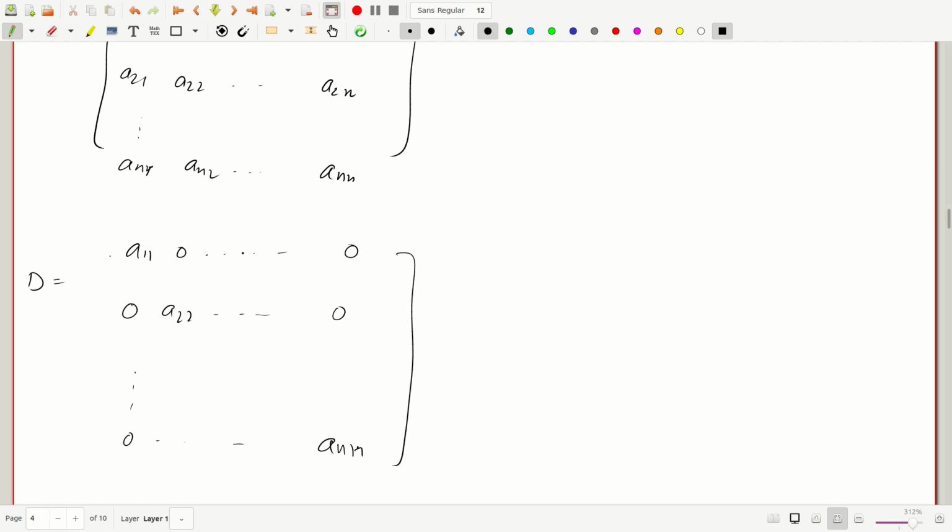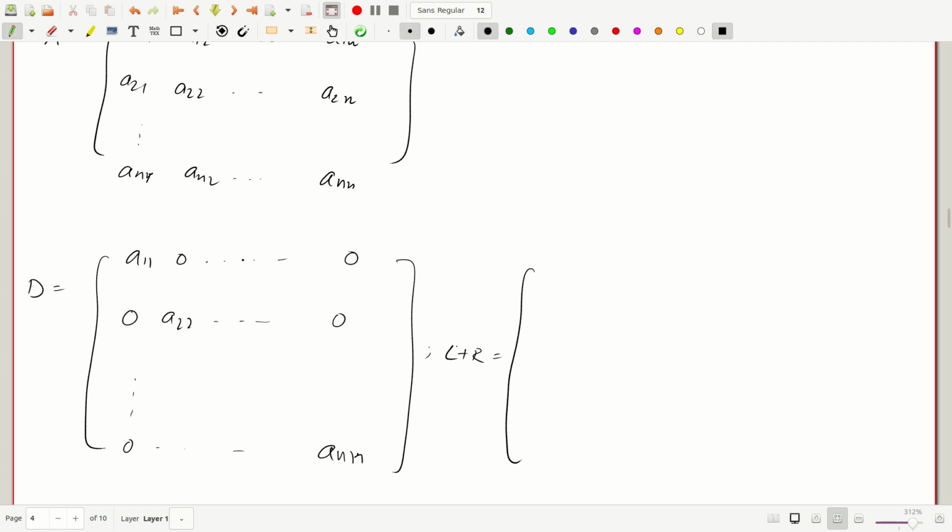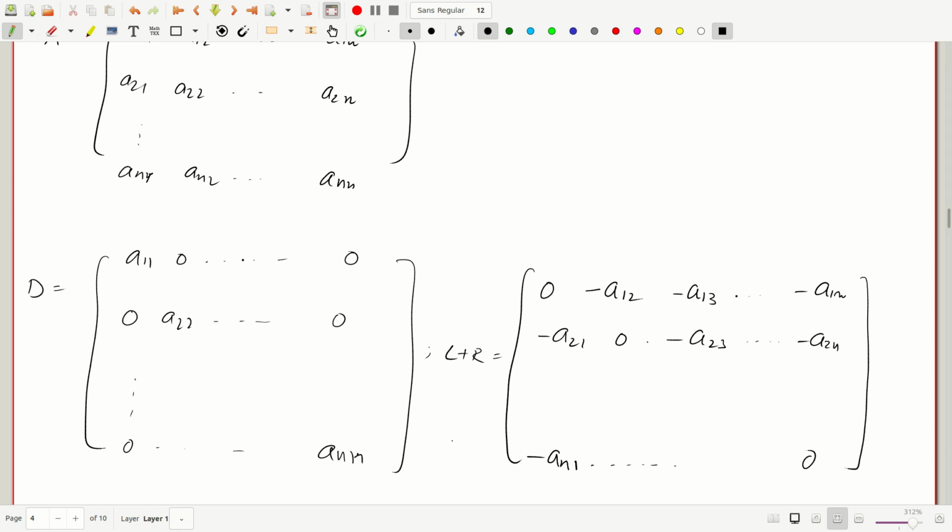That's your D matrix. And your L plus R matrix would contain everything but the diagonal elements, with a negative sign, because minus L contains the lower triangle elements and minus R the upper ones, so I'm here writing L plus R. As a result, this will be 0, minus A12, minus A13, minus A1n. Then you have minus A21, 0, minus A23, minus A2n, all the way to 0 here, and then you have minus An1 and so on. So that's your L plus R matrix.